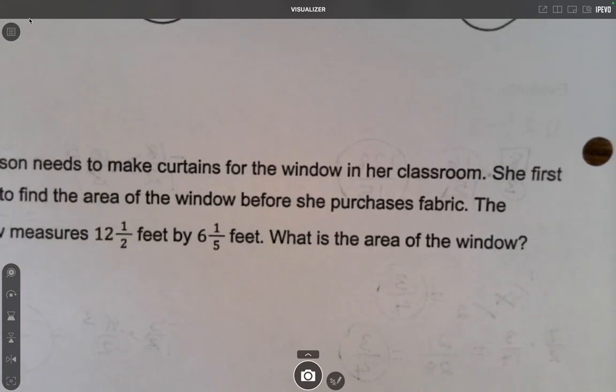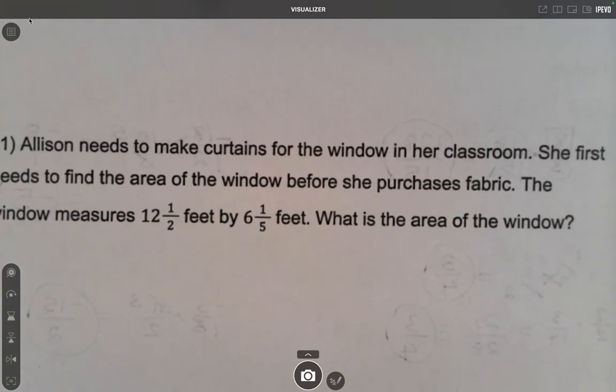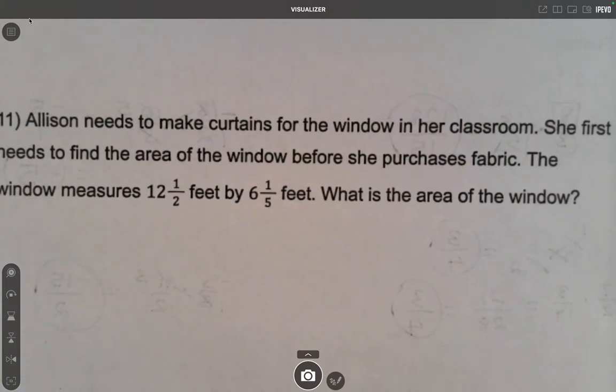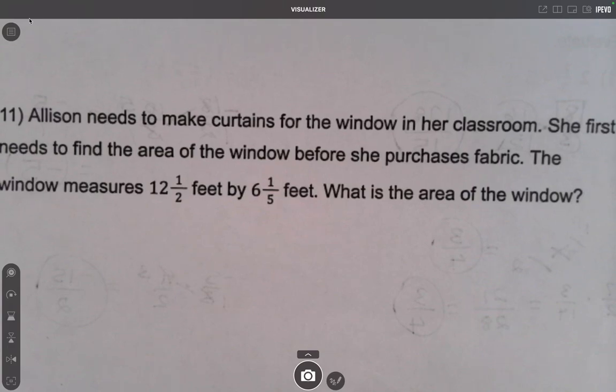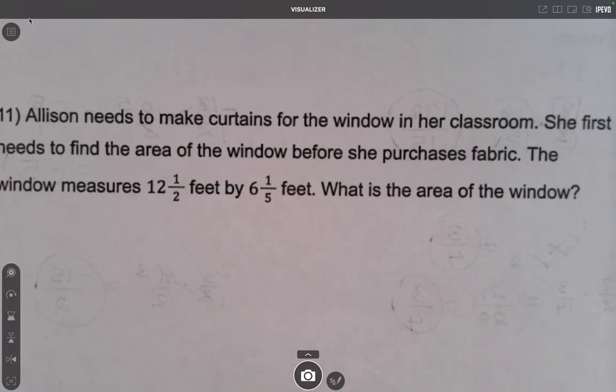Last one. Allison needs to make curtains for the window in her classroom. She first needs to find the area of the window before she purchases fabric. The window measures 12.5 feet by 6 1/5 feet. So what is the area of the window?